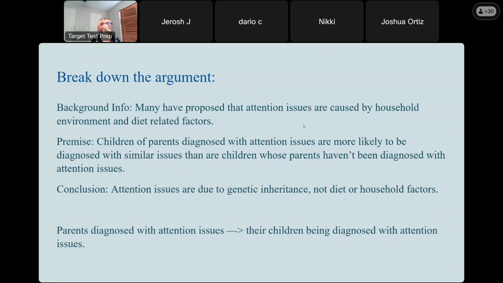So here's our breakdown. Many have proposed that attention issues are caused by household environment and diet-related factors. But this author says that children of parents diagnosed with attention issues are more likely to be diagnosed with similar issues than children whose parents haven't been diagnosed with attention issues. And their conclusion, instead of the popular conclusion, is attention issues are due to genetic inheritance, not diet or household factors. So, parents diagnosed with attention issues having genetic triggers causes their children being diagnosed with attention issues, instead of the environment and diet-related factors.